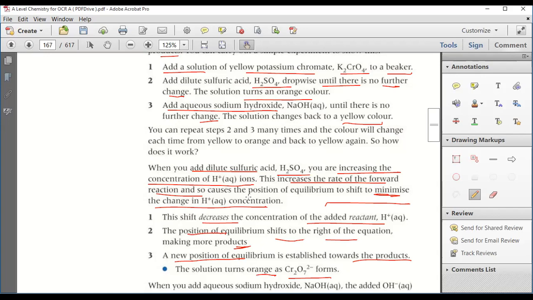That is, the solution turns orange as Cr2O7 2- is formed.